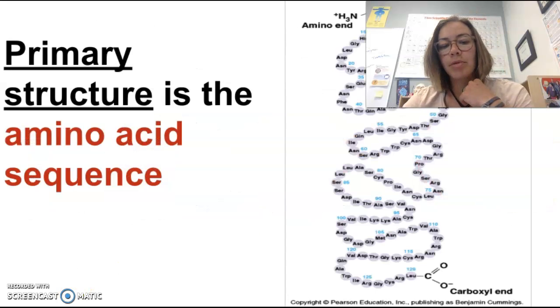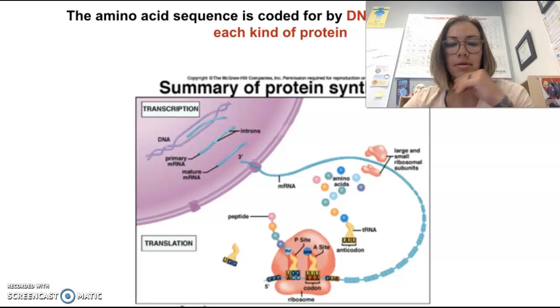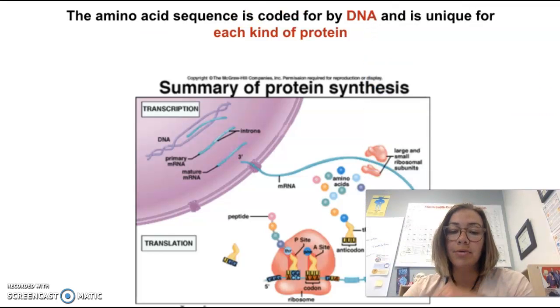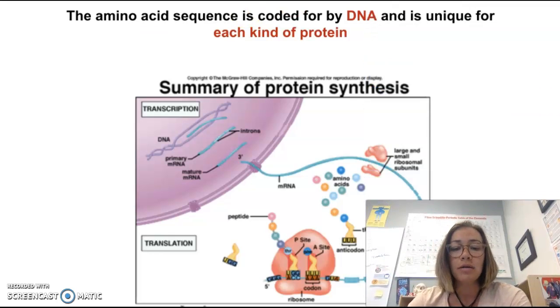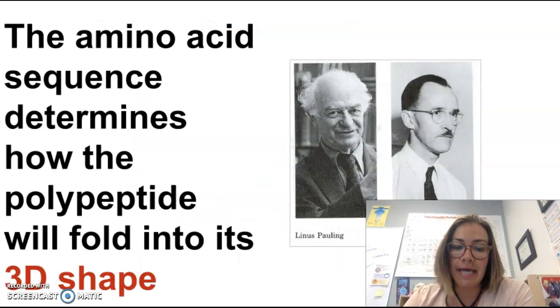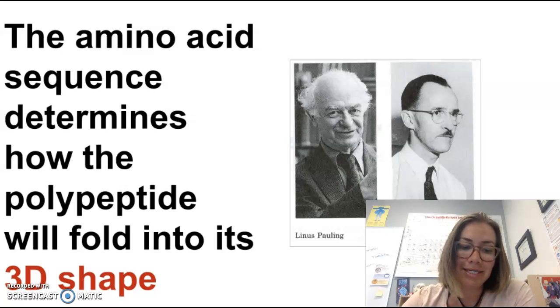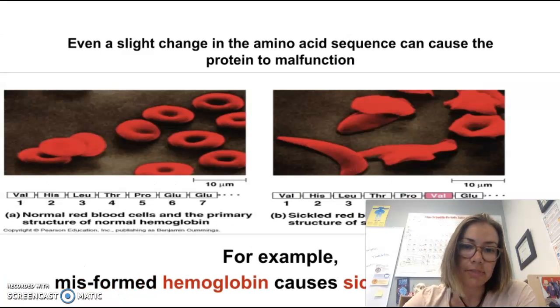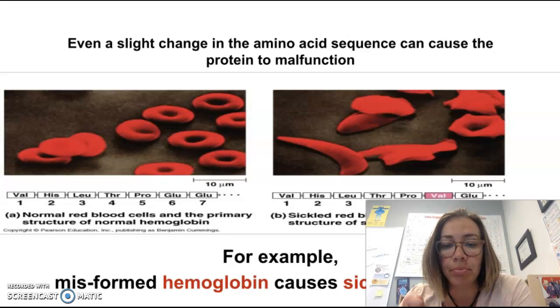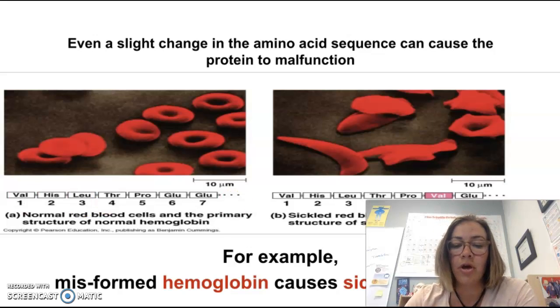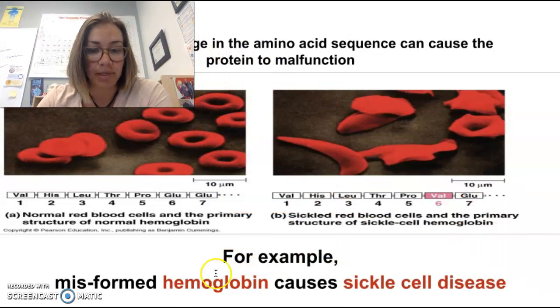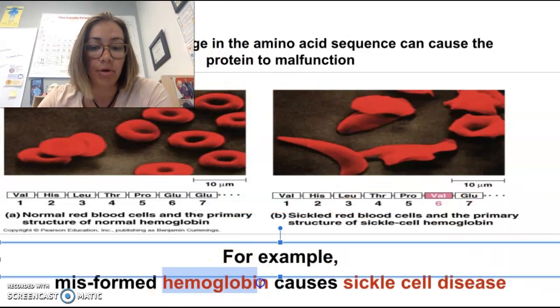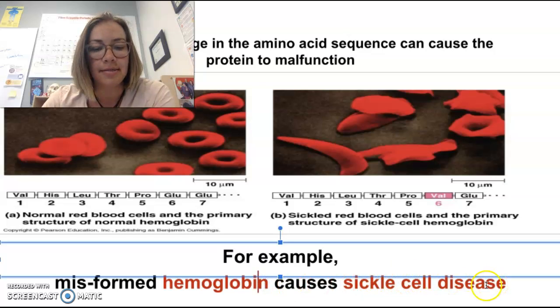So again, primary structure is the amino acid sequence. The amino acid sequence is coded for by DNA and is unique for each kind of protein. And the amino acid sequence determines how the polypeptide will fold into its 3D shape. So if we have even just a small, slight change in the amino acid sequence, this can cause a change to the protein and causes it to malfunction. For example, misformed hemoglobin, so this is a protein, causes sickle cell disease.